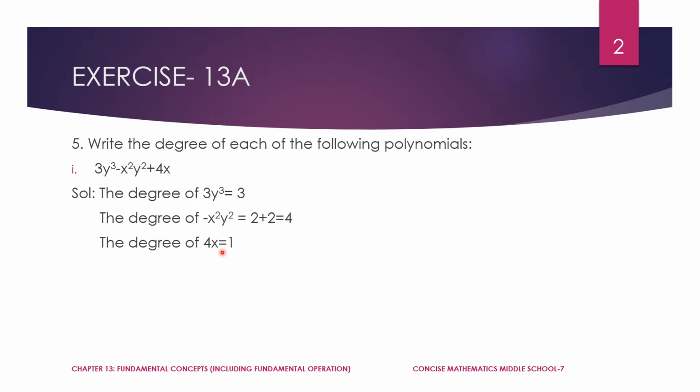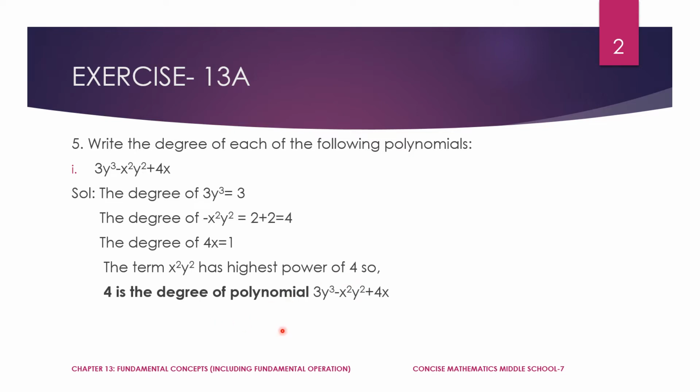From these three, 1, 4 and 3, which number is highest? We all know that 4 is the highest, right? So the degree 4 is the highest, for the term x square y square. So 4 is considered as the degree of this algebraic expression.